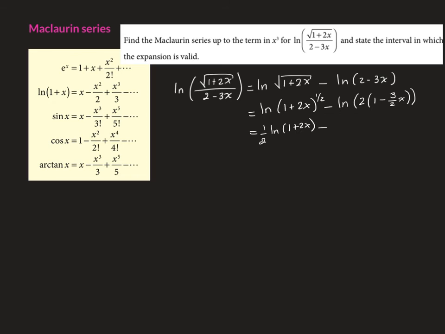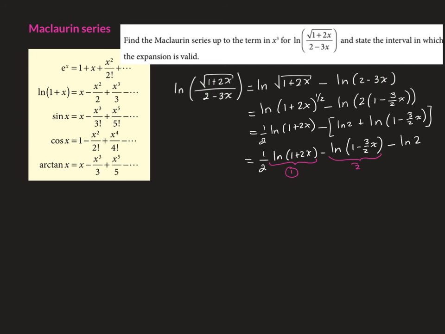So now let's separate this product, and this is going to be ln of 2 plus ln of 1 minus 3 halves of x. Now I'm going to break that parenthesis, and this is going to be 1/2 ln of 1 plus 2x minus ln of 1 minus 3 halves of x minus ln of 2. Now I'm going to work with these two functions independently. I'm going to see what the expansions would be. So I'm going to call this function number 1. This is going to be function number 2.